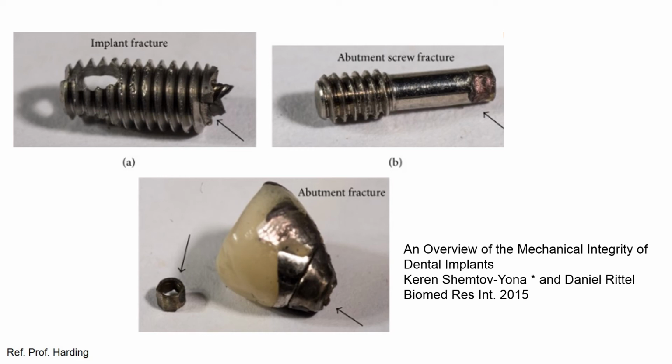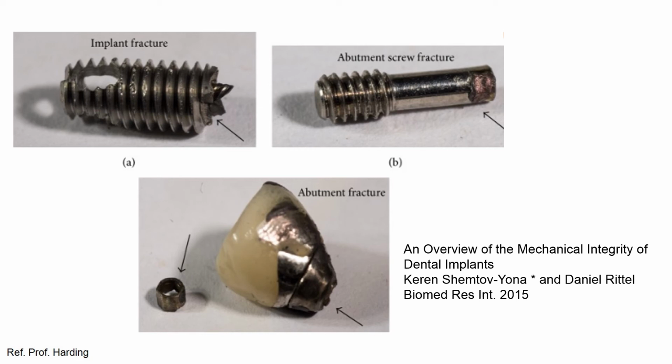You have to try and remove the fractured section of abutment screw from the implant, which can be very damaging indeed to the implant, and you'll end up losing the internal thread on the implant, which means you won't be able to place a new screw.